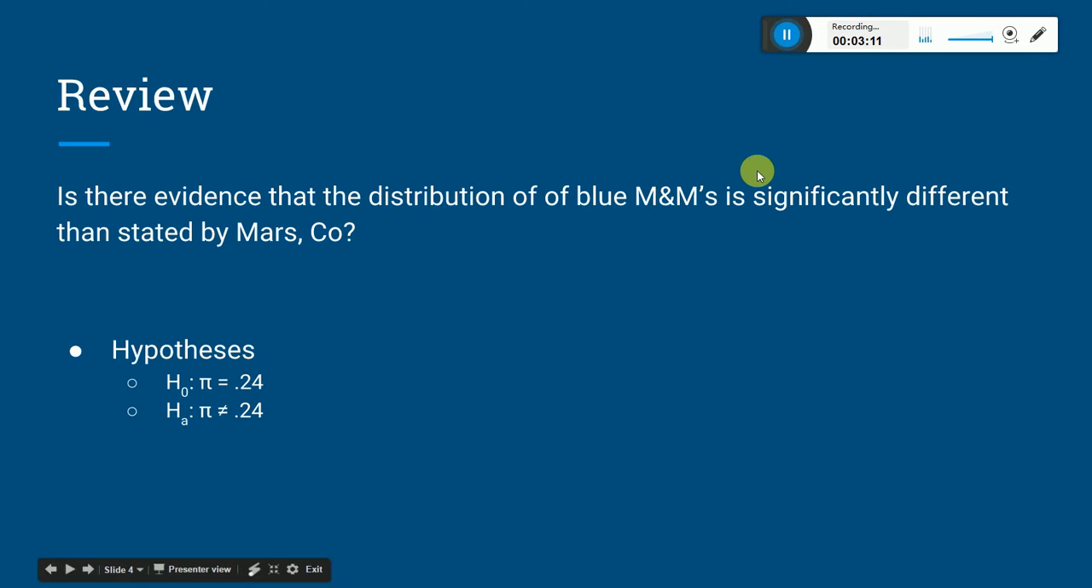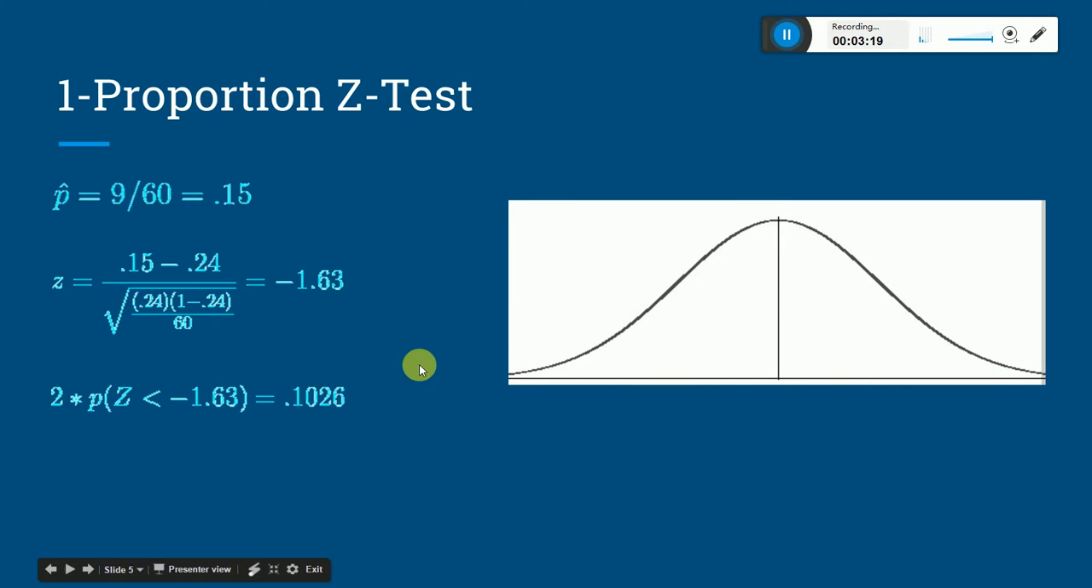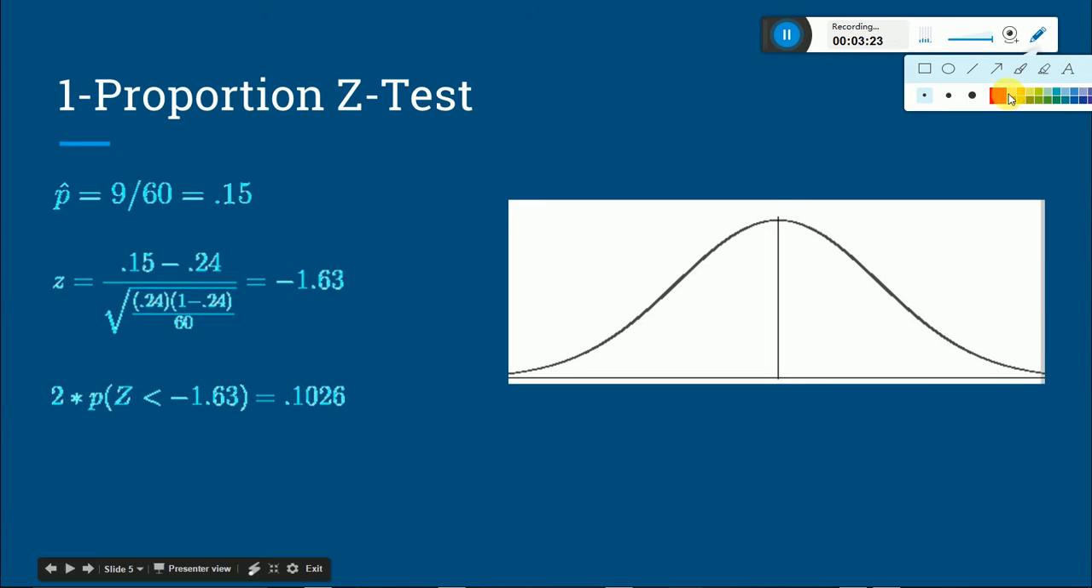So we check the large counts, and then we check for is it a random sample, and we check for independence. We have those conditions, and then after doing that, we would go in. We would do a one proportion z-test where we would get a z-value of negative 1.63 and a p-value of about 0.1026.